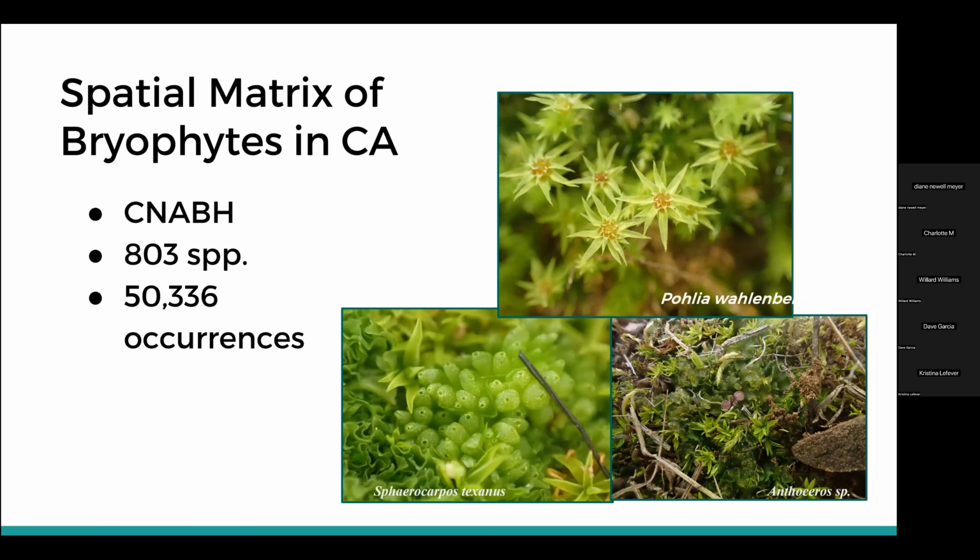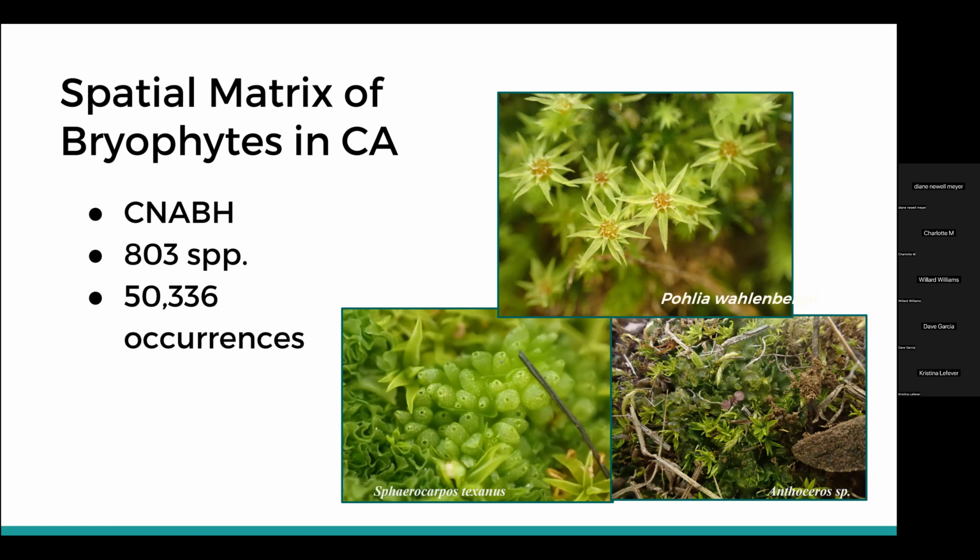So our data comes in part from the Consortium of North American Bryophyte Herbaria, which is now the Consortium of Bryophyte Herbaria. They got rid of the North America and included everyone, I suppose. And so this data set included 803 species from California. And that is, depending on who you talk to, somewhere in the middle of what people believe is the total number of species in the state. And then in this data set, we have 50,336 unique occurrences.